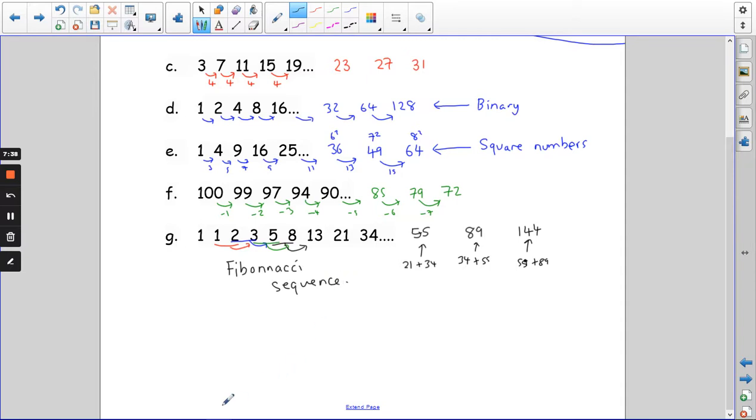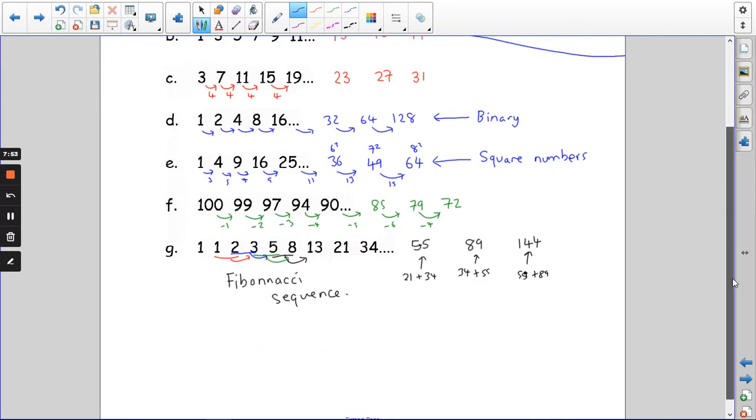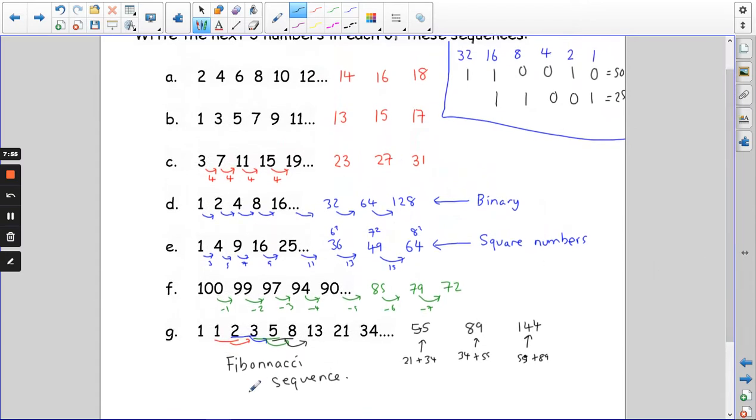Okay, I won't go too much into it now, but the Fibonacci sequence gives us something called the golden ratio, which naturally occurs everywhere. I think I'll give you a little bit of research on that next week, but it's a very, very important sequence of numbers. Hopefully you managed to get most of those.